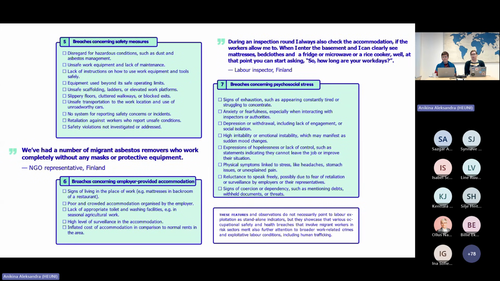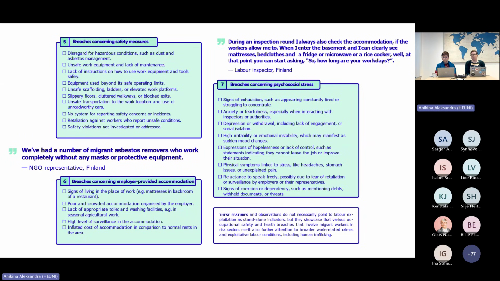If there are signs of living in the place of work, or there's poor or crowded accommodation organized by the employer, we realize that the different authorities in the different Nordic countries have different mandates, and that might not cover accommodation. But there are also indicators that are relevant when there is a possibility to look at also the accommodation provided by the employer for their workers, for example, in seasonal agricultural work.